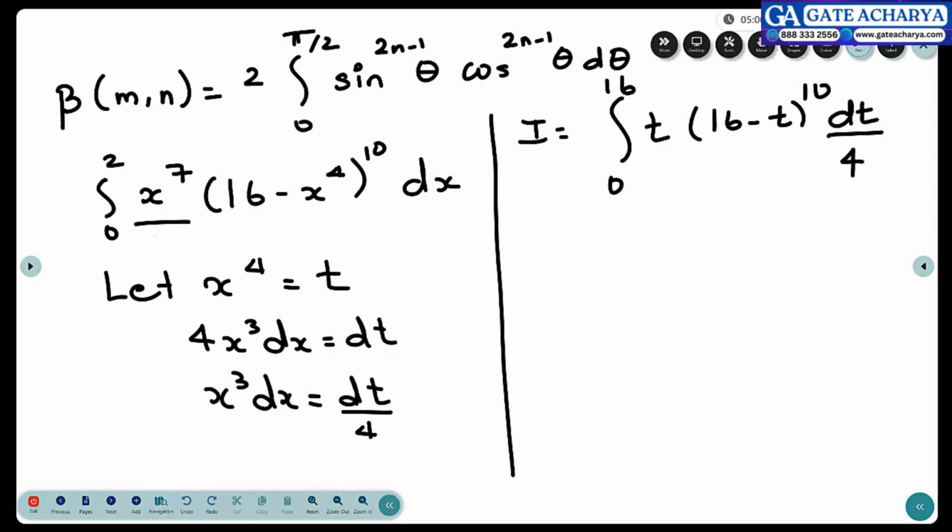Now, what is the beta function idea? Beta function of m comma n. What is beta function of m comma n? What is the original definition? Integral 0 to 1. Just hang on a minute.